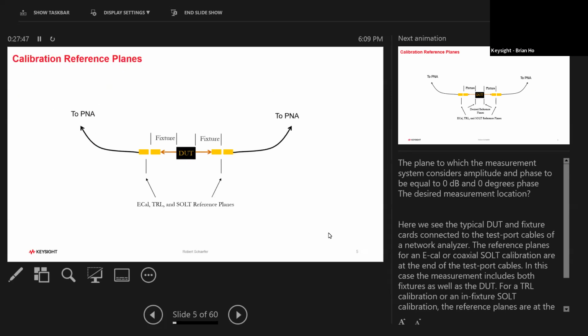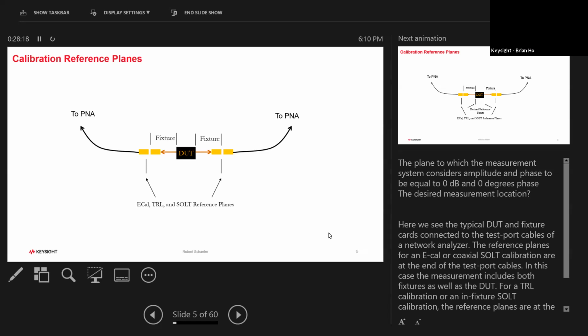So before we start, we're going to use the term reference plane. What do we mean by reference plane? A reference plane is where the measurement system defines the measurement as 0 amplitude and 0 phase. An example, if you can see here, we have the PNA, which is Keysight's network analyzer. Down here, you see the cables on the left and the right. At the bottom, you can see the ECAL, TRL, and SOLT reference plane. This is where we typically calibrate our cables out before we start any measurement.